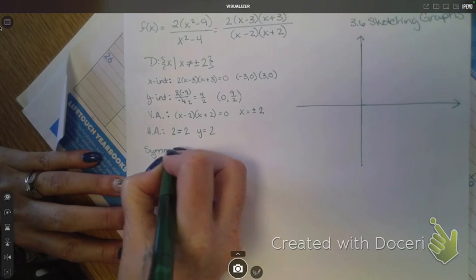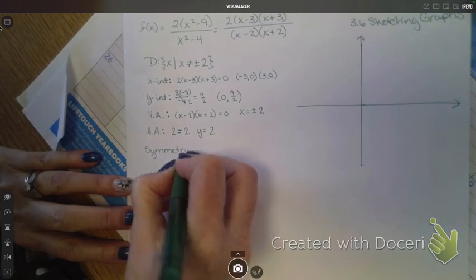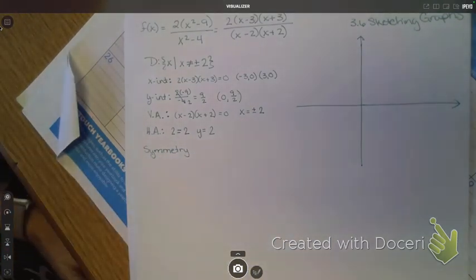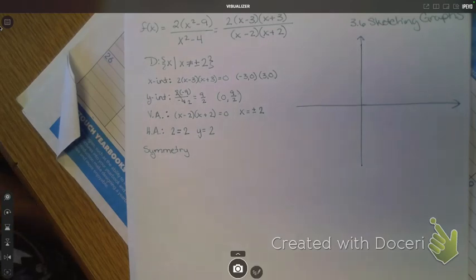Wait, Miss May, when is there a slant? When the degree of the numerator is greater by 1 than the denominator. Oh, wait, how do we figure out the slant again? This long division. Oh, yeah.